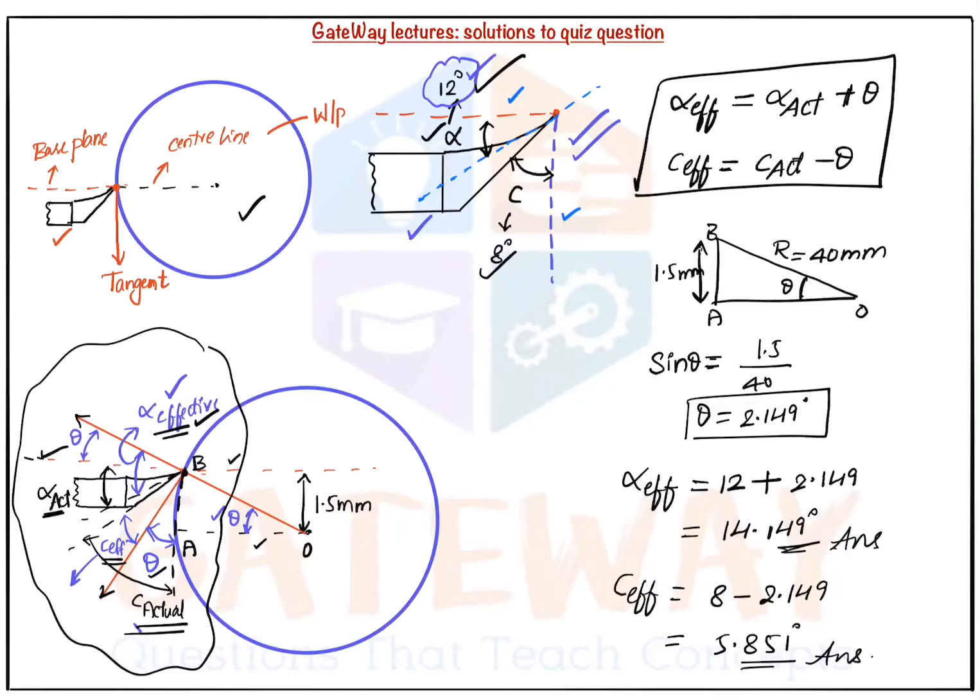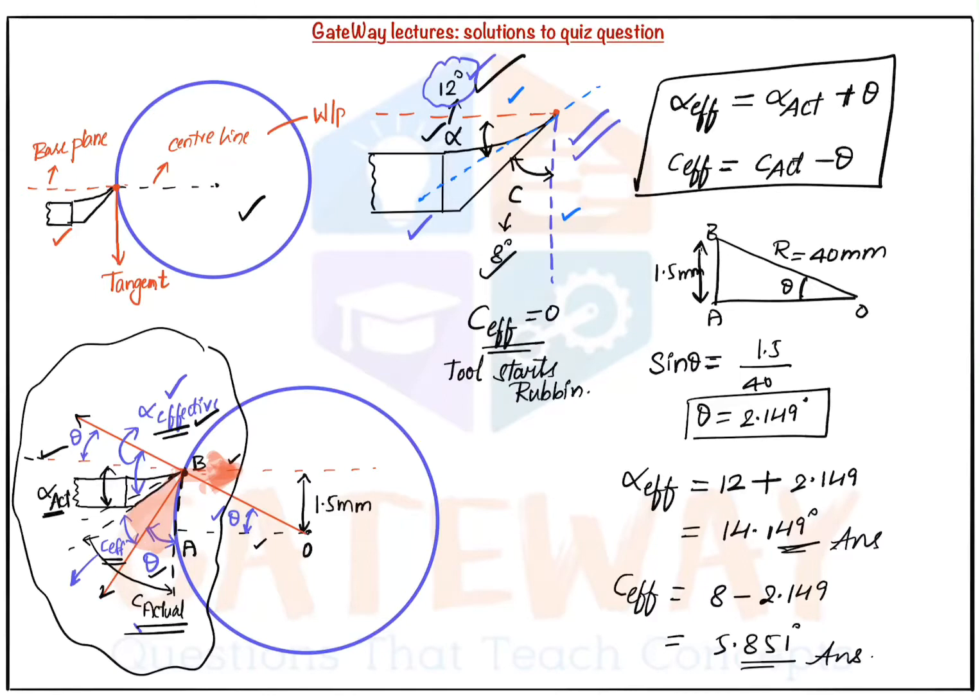In this case, if you can observe, the tool is having some clearance here in this space. But as soon as it starts entering into the workpiece, since it is at an offset, at some diameter, the tool starts rubbing with the workpiece. When will the tool start rubbing? Actually, the tool rubbing is avoided by placing some clearance angle. But when will the tool start rubbing? When the clearance angle is zero. Therefore, when the C effective is zero, the tool starts rubbing.